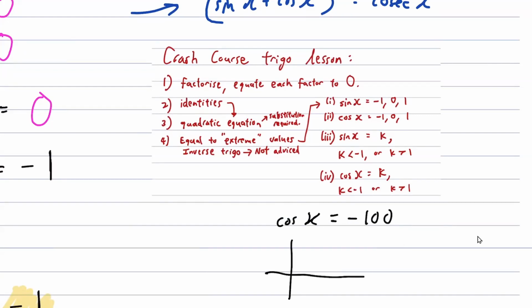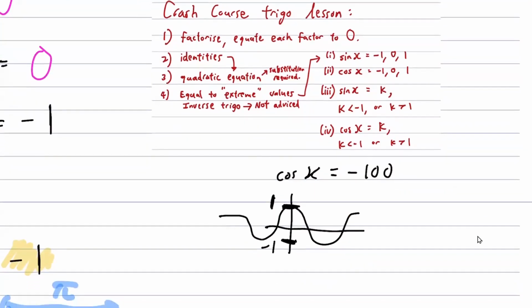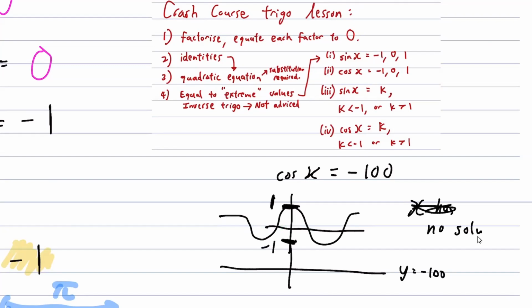Draw a graph again. Cosine x here. The maximum and minimum are 1 and negative 1. So therefore, y equals negative 100 is at the bottom. So your answer should be no solution. Just say x has no solution. Undefined is also okay. Can I understand this? For both sine and cosine, they have a maximum and minimum of positive 1 and negative 1.